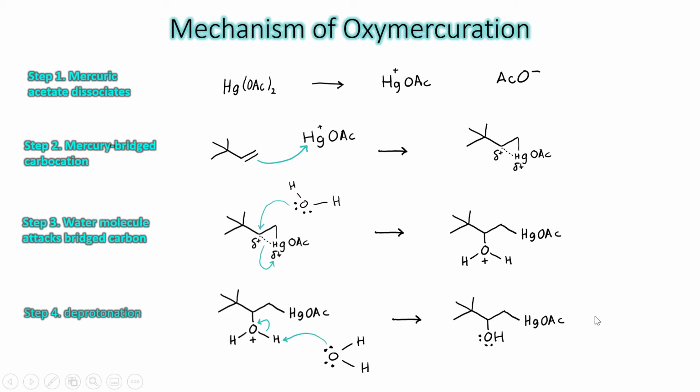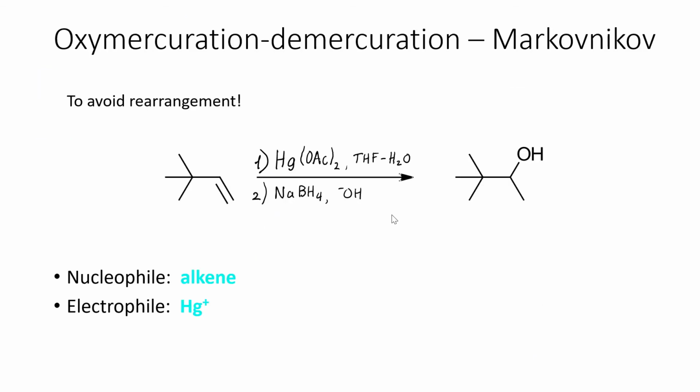However, notice that the mercury acetate is still attached to this compound. So in order for us to make our desired alcohol product, we have to remove this, and we do so with the second step, the demercuration step, for which we're going to use sodium borohydride and aqueous hydroxide.